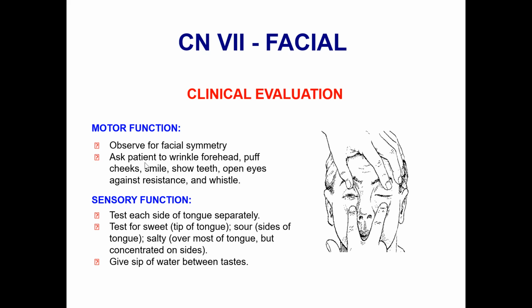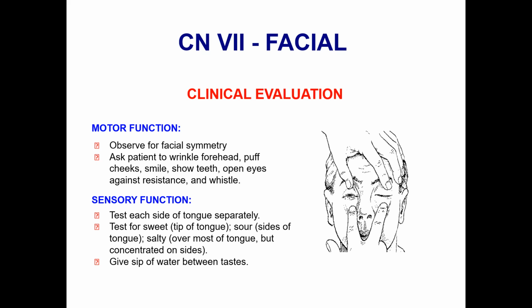So this is how clinical evaluation is done for motor function and sensory function of the facial nerve. Observe for facial asymmetry and ask the patient to wrinkle her or his forehead, puff the cheeks, smile, show teeth, open eyes against some resistance, and blow a whistle.